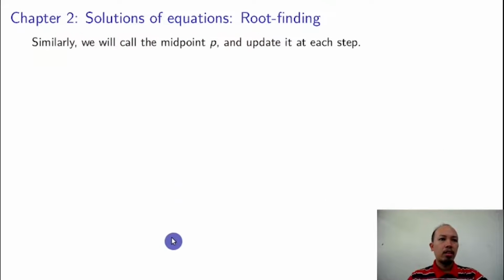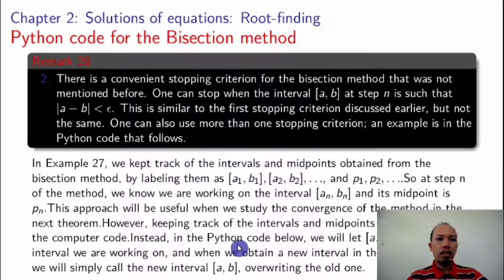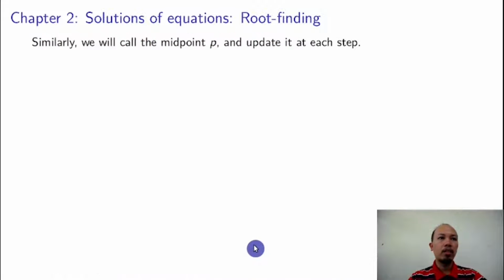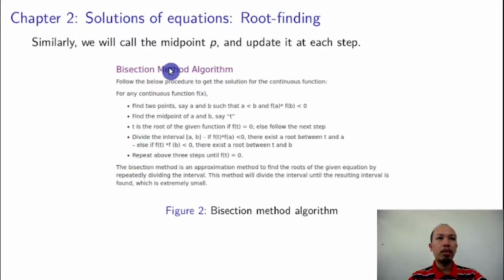So in the Python code below, we will let AB be the current interval we are working on, and we obtain a new interval in the following step. We will simply call the new interval AB again, overwriting the old one. So that's how the Python code works, and similarly also for the midpoint P. But before that, let's have the algorithm.